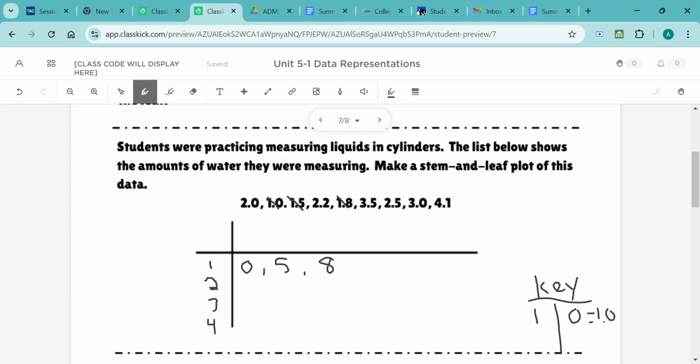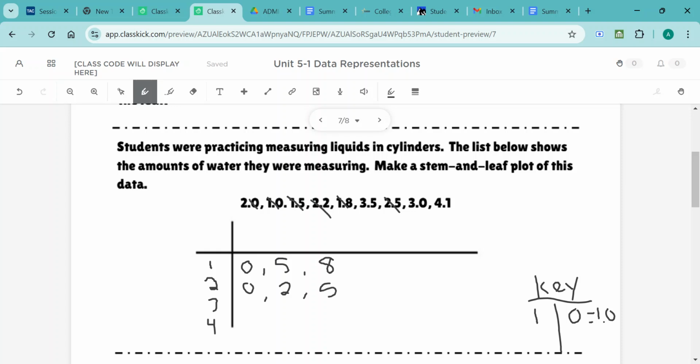That way you know the stem is the 1's place value and the leaf is the 10th's place value right behind the decimal. Okay, let's continue with the 2's. I see 2.0, 2.2, 2.5. So they're actually in order. So I'm going to put 2.0, 2.2, and 2.5.